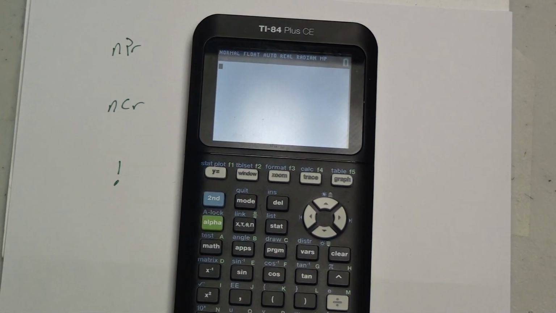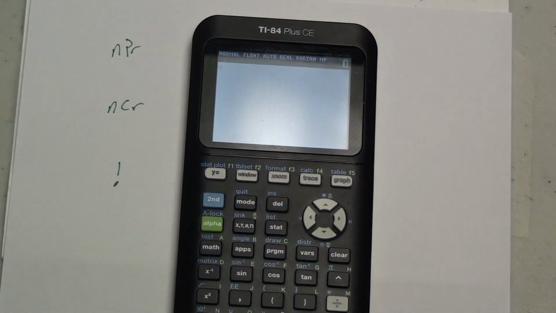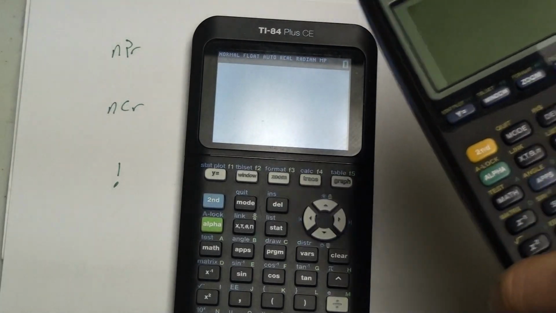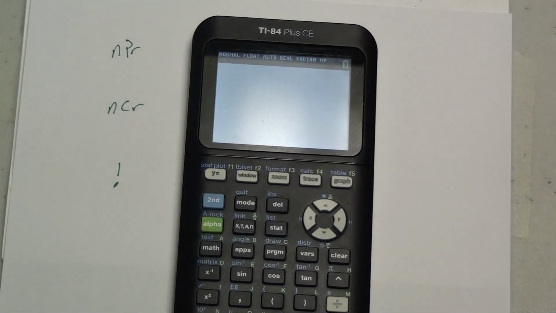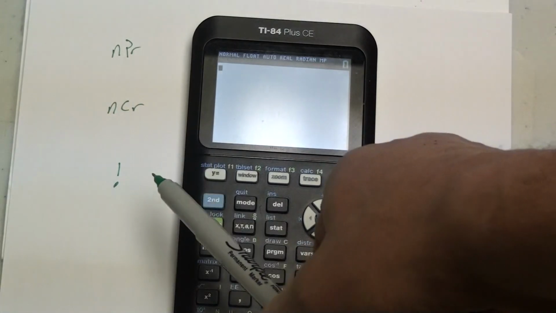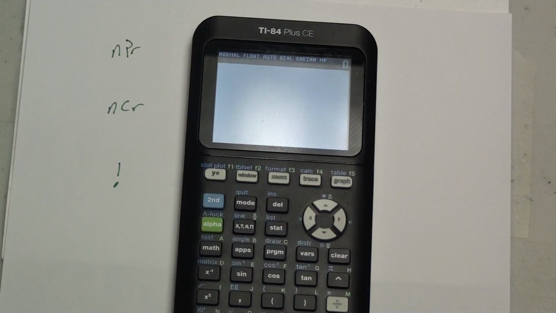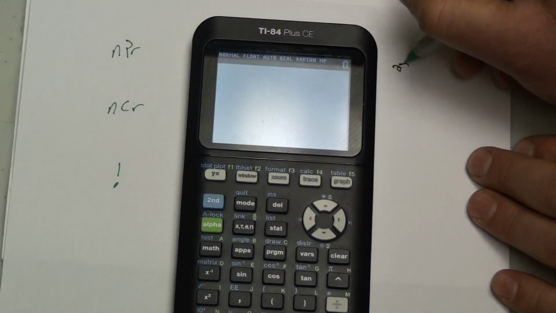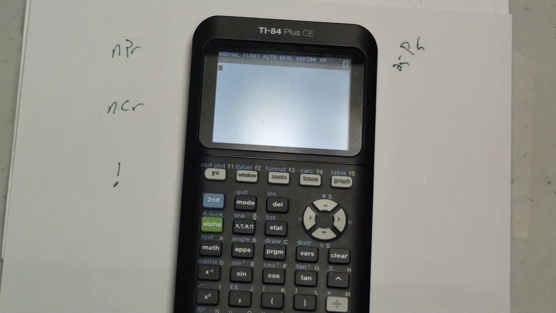Okay, this is a short lesson on how to use a graphing calculator, either TI84 or the TI83, to find the permutations or combinations or factorials. So permutations are nPr, combinations are nCr, factorials are the exclamation mark. So let's say I want to find 25P5. I would go 25 on the graphing calculator.